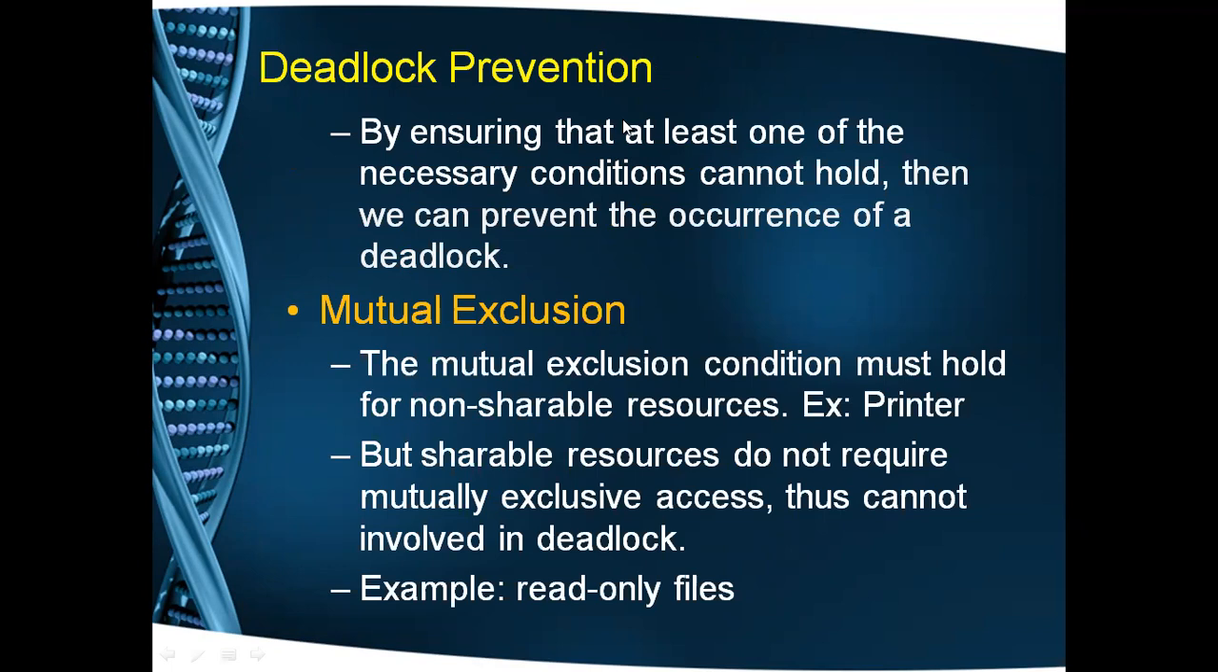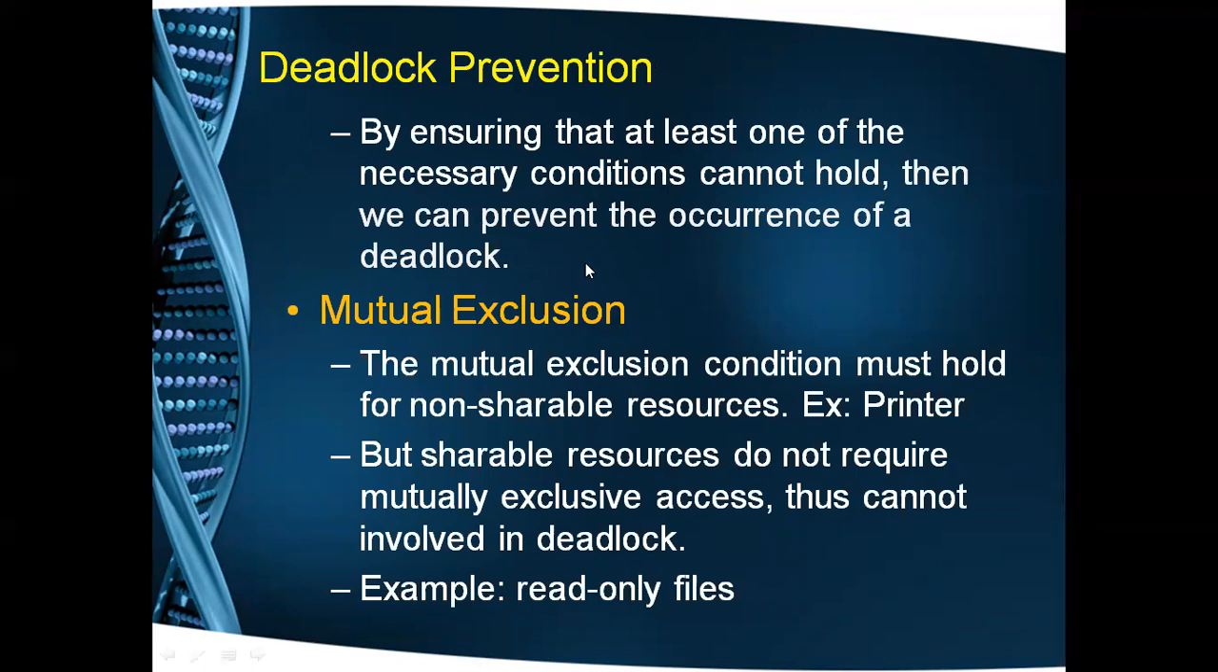Already in the previous video, we discussed that there are four necessary conditions for a deadlock. If all the four are true, then there is a deadlock in the system: mutual exclusion, hold and wait, no preemption, and circular wait. So here, prevention is nothing but ensuring that at least one of the necessary conditions cannot hold. That is, we have to prove any one necessary condition is false. If all the four are true, there is a deadlock. If any one is false, then we can prevent the occurrence of a deadlock. How to ensure each condition is false?